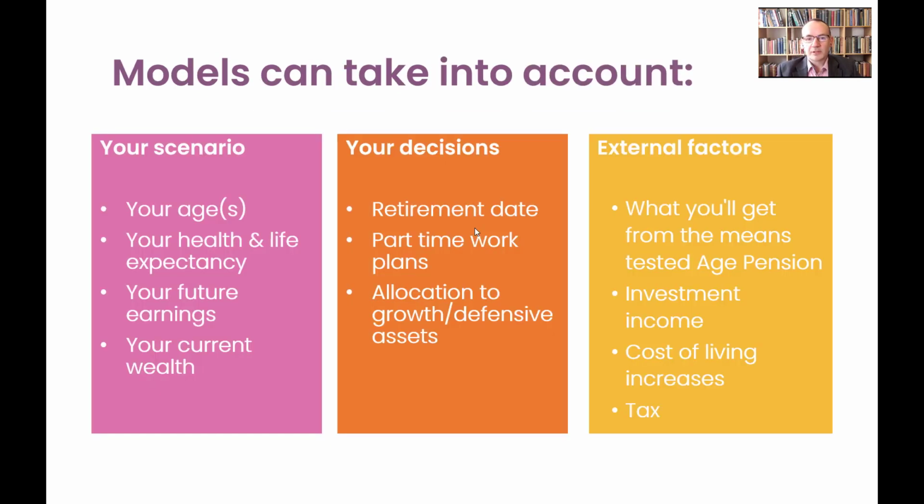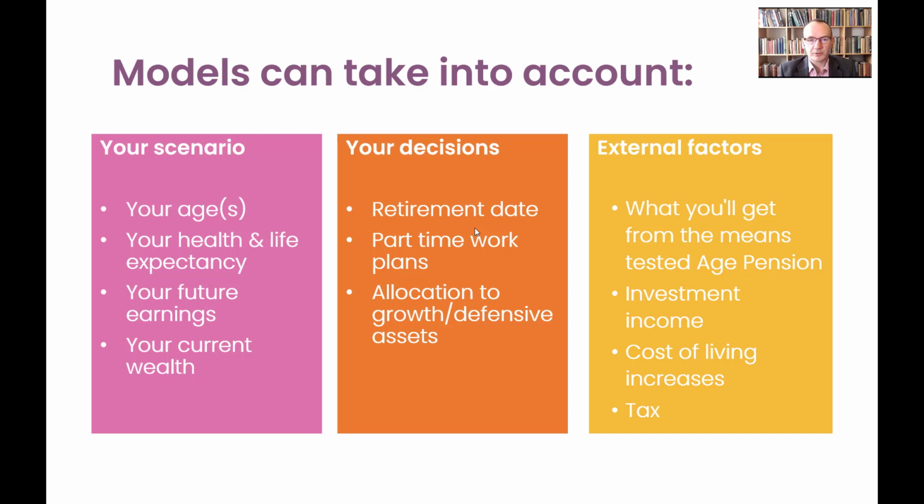So these models can take into account the scenario you're in, so the person's age and the age of their spouse. It can take into account health and obviously life expectancy and uncertainty around that. It can also model things like someone's future earnings, so if someone's working part-time or if they haven't retired yet. Obviously, it takes into account their current wealth, so current superannuation for each person, any non-superannuation savings they've got, like investment properties and things like cash and personal assets.